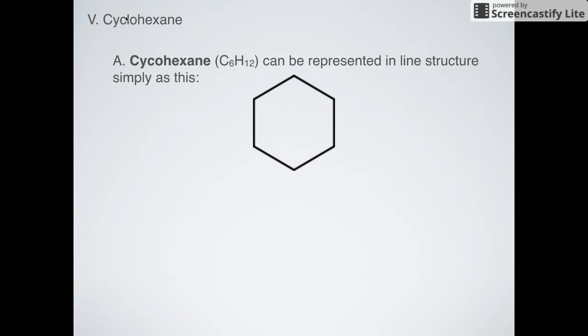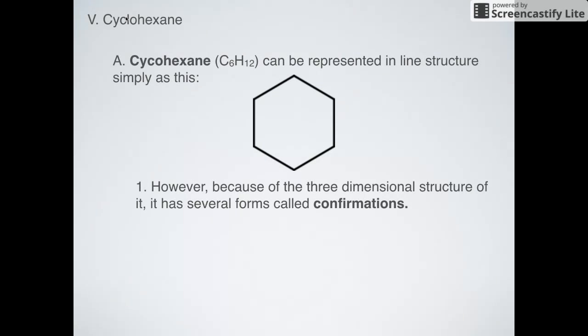nice little hexagon. So we're used to drawing our line structure something like this when we deal with rings. Remember, cyclobutane was like a square, and then cyclopentane was a pentagon. So of course we use a hexagon to represent cyclohexane. Makes sense. The only problem is that if you were to build this structure and add your hydrogens, it's a three-dimensional structure. It has several different forms that it can take, and we call those conformations, okay?